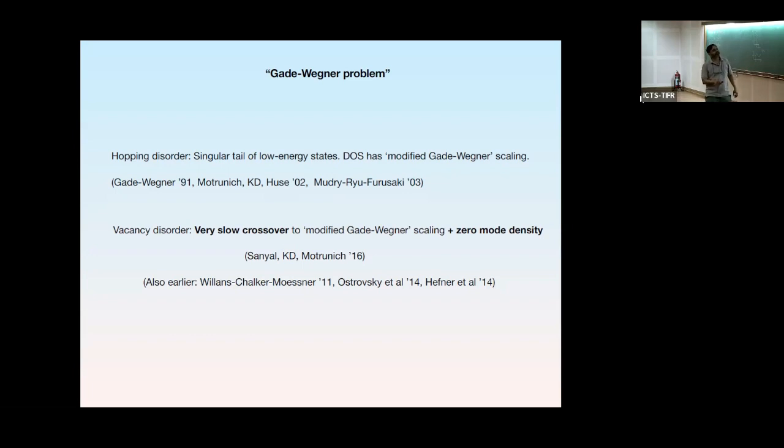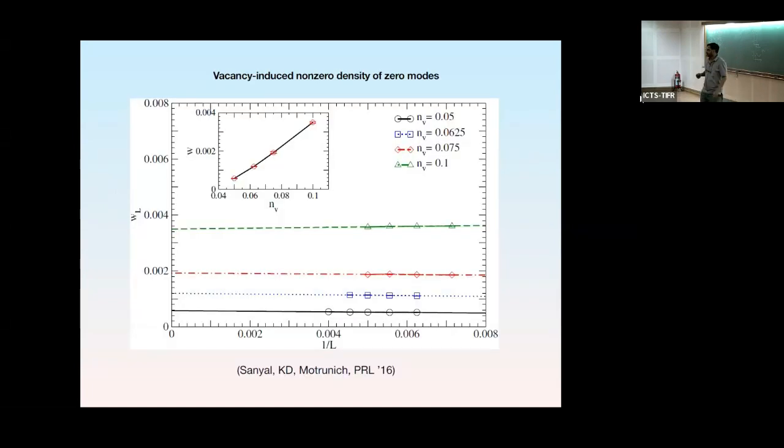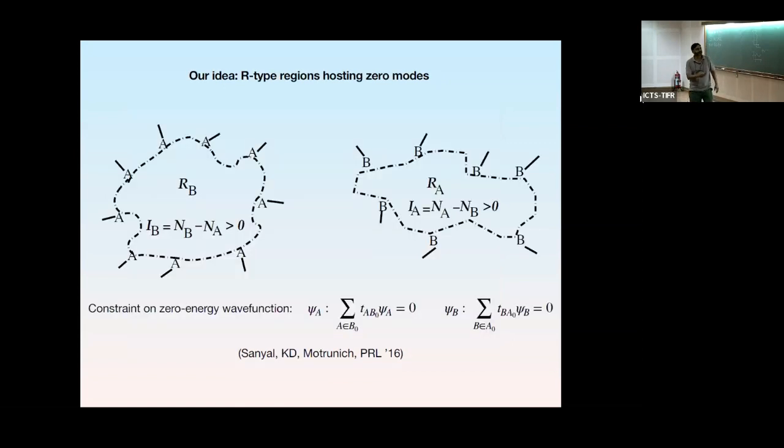There is an extra feature which is key. There's a non-zero density of zero modes in the thermodynamic limit, modes pinned exactly to the band center. So here's the numerical evidence for this. This is the density of exact zero modes as a function of system size, and you can see we have reached the thermodynamic limit in our simulations and it's non-zero. This is the density of zero modes as a function of concentration of vacancies. It's some smooth curve.